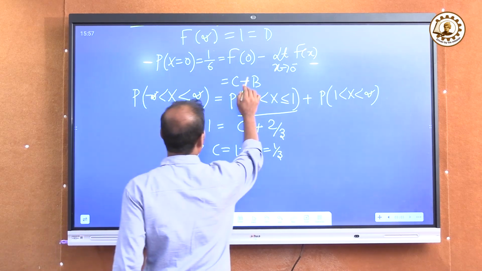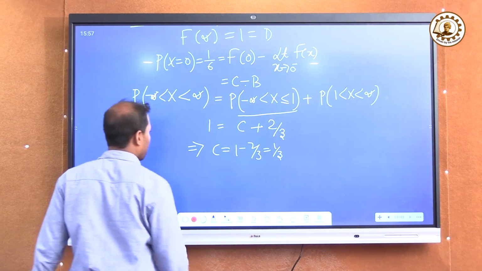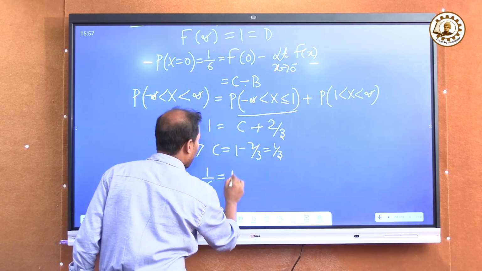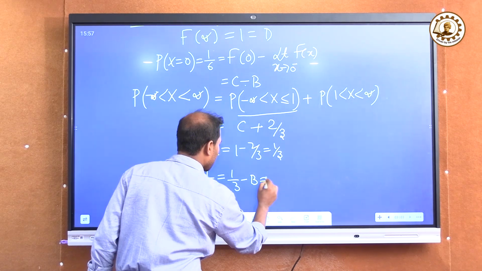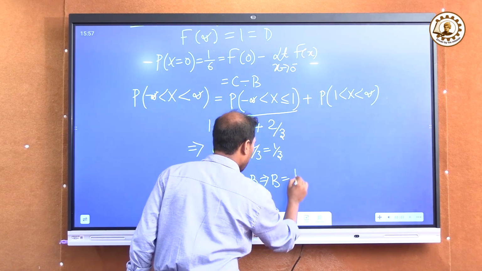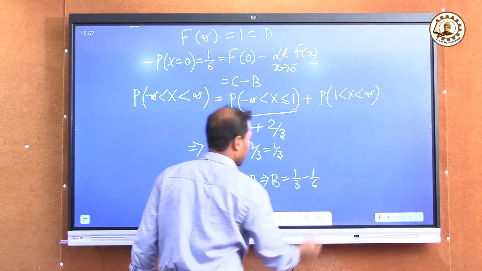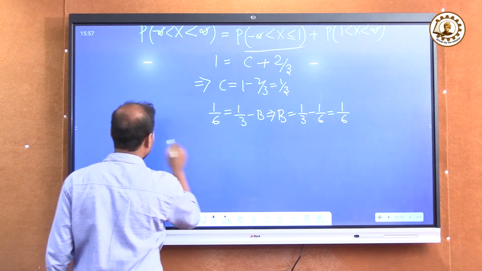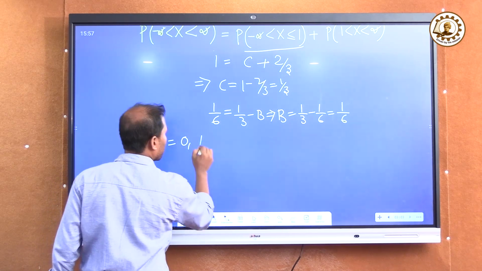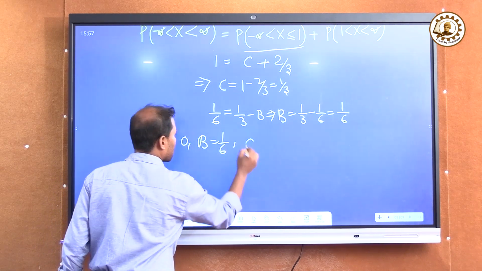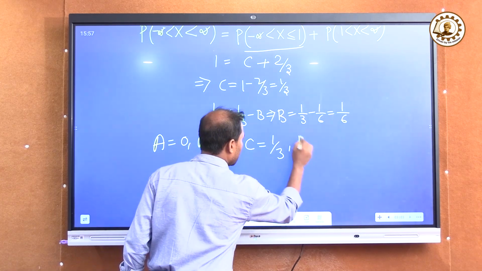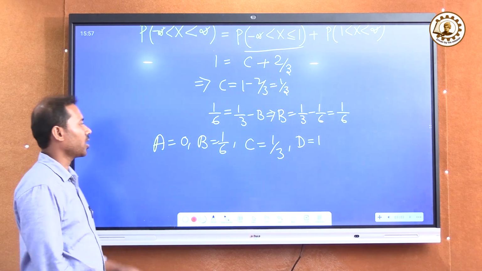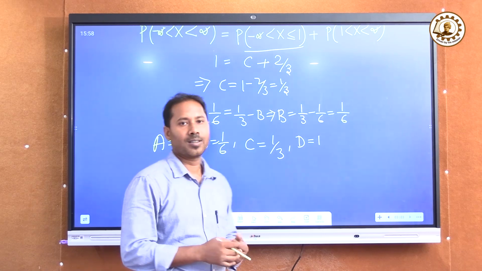From the equation c minus b equals 1 by 6, if we replace the value of c, we get 1 by 3 minus b equals 1 by 6, so b equals 1 by 3 minus 1 by 6, that is 1 by 6. Therefore the values are a equals 0, b equals 1 by 6, c equals 1 by 3, and d equals 1. This is our solution and this is our requirement. Thank you.